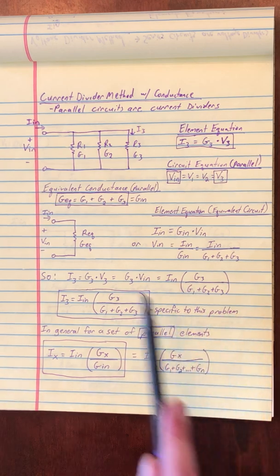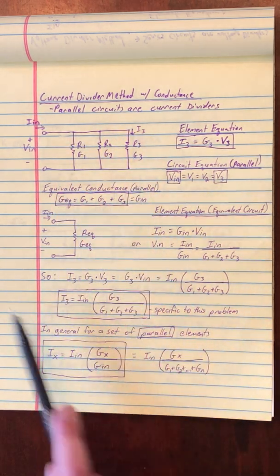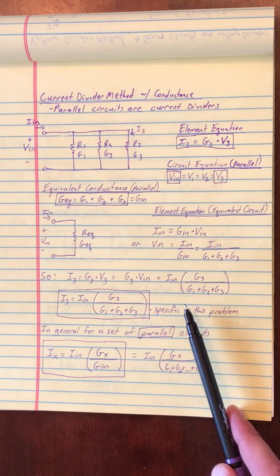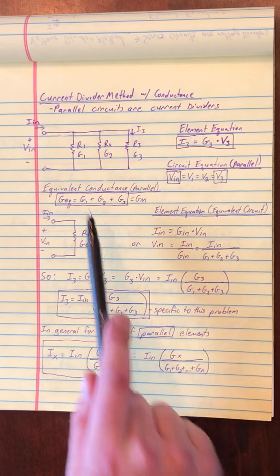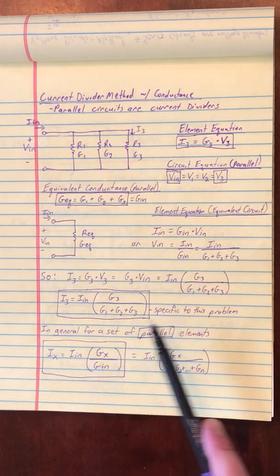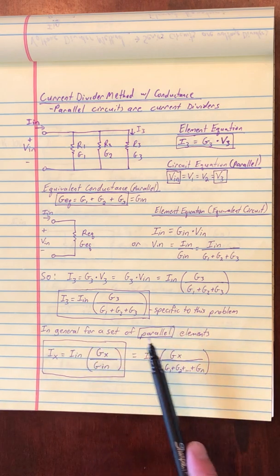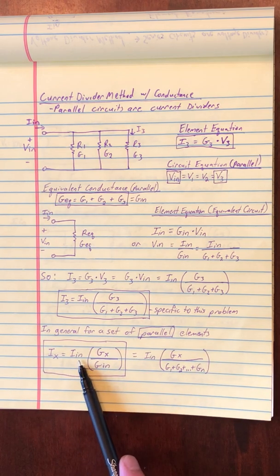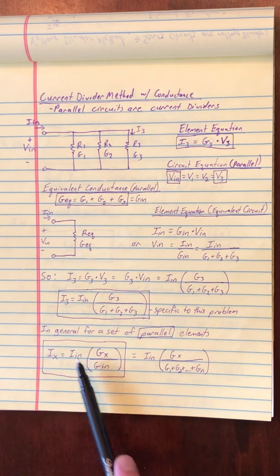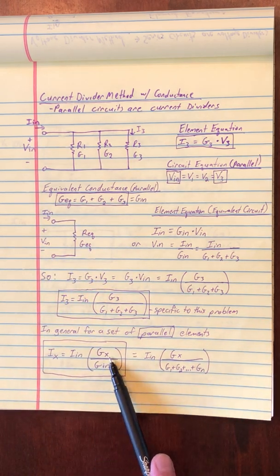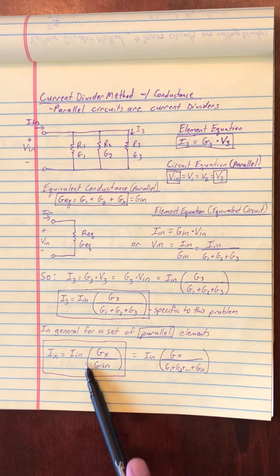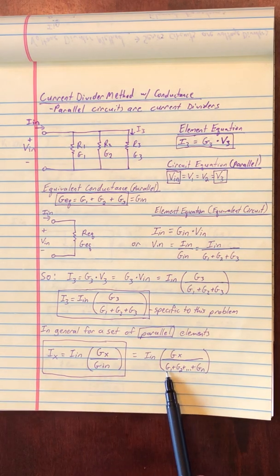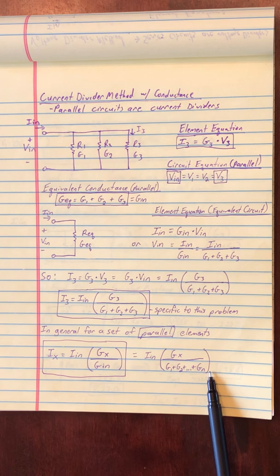This is specific to this 3 resistor network as we defined it, but we want to use this in a more general sense for any number of parallel resistors. And so in general, for any parallel set of elements, we can simplify this to: the X current for the X element is equal to the input current into the whole network multiplied by the conductance of the X element divided by the whole input conductance. And so expanding that out, that's just the sum of all the individual conductances.